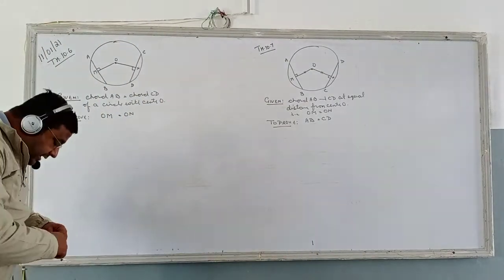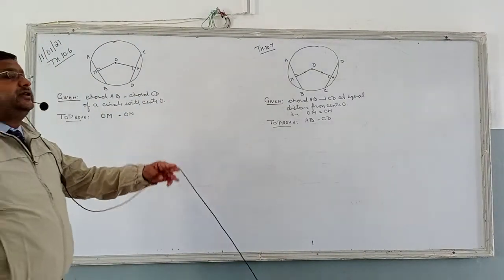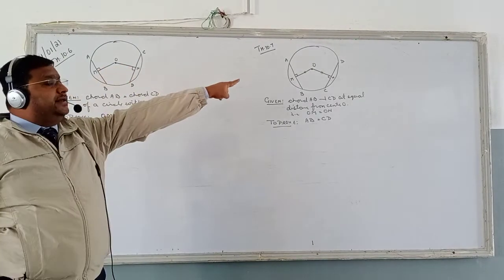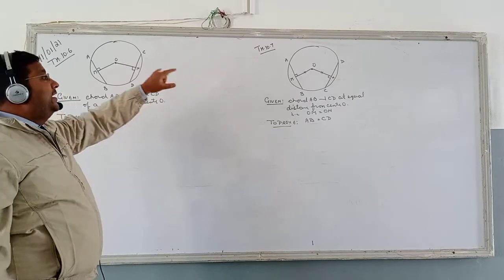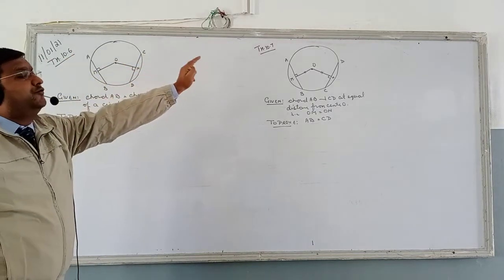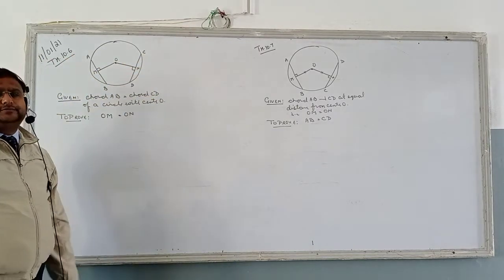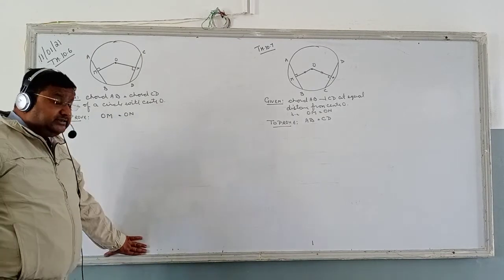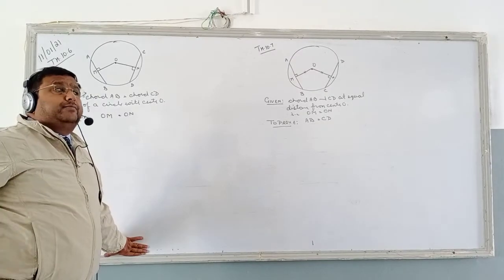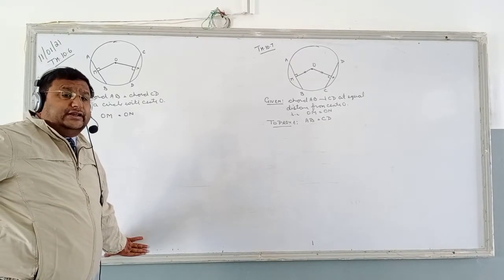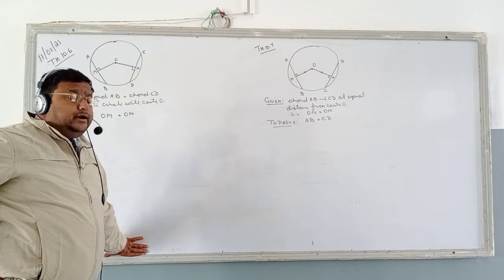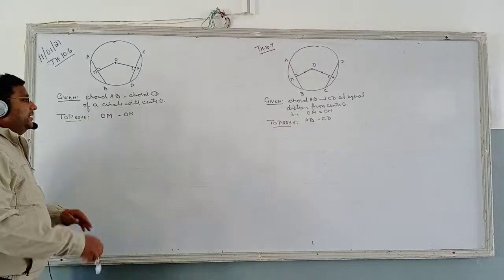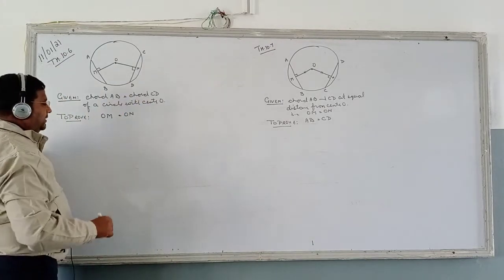Both these theorems are converses of each other. In one we have to prove that these distances are equal, there it is given that the chords are equal. Here it is given that the distance is equal, and we have to prove that the chords are equal. That is why in the previous class also we discussed two theorems at a time: 10.1, 10.2, and 10.3 and 10.4, the perpendicular one. Same theorem, converse of each other.